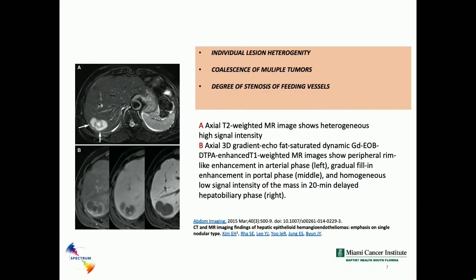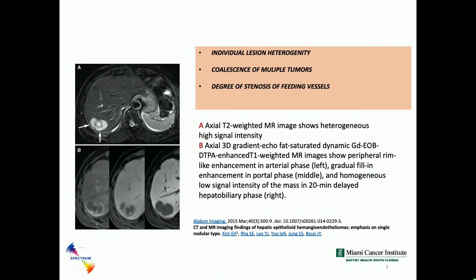So here's some of the heterogeneity of these tumors when you look at them on MR. Again, these lesions can coalesce, and so there's a certain level of stenosis of the feeding vessels. The two images that you see here, the first box, which is marked as A, you see a T2 weighted MR image, which shows a heterogeneous high signal intensity. The tumor is marked with the arrows there. And in B, which are 3D gradient echo fat saturated, these are contrast enhanced, to put it simply.